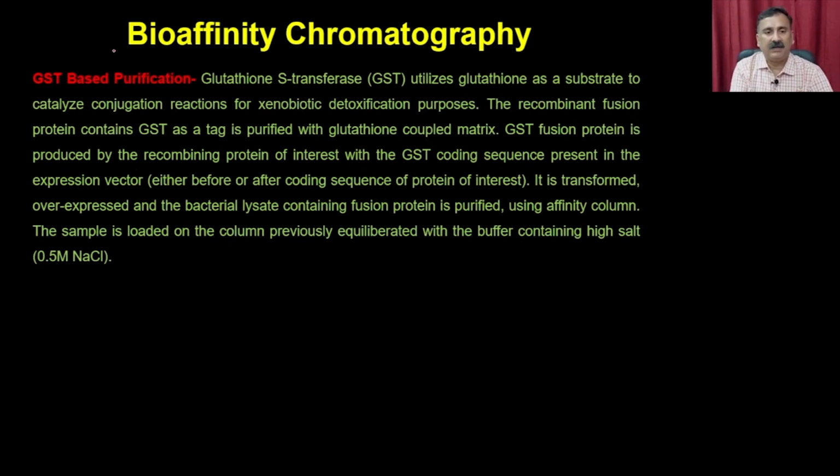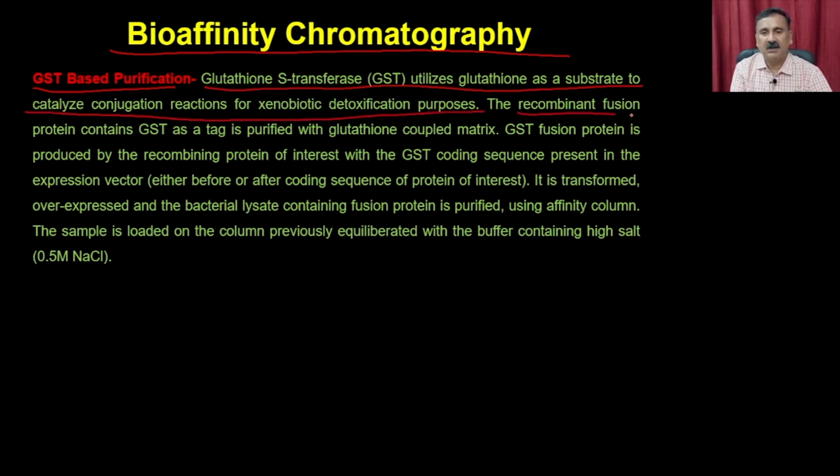Then we also have another example of bioaffinity chromatography, where you can use GST bead based purification. Glutathione S-transferase, GST, utilizes glutathione as a substrate to catalyze the conjugation reaction for xenobiotic purposes. The recombinant fusion protein containing GST as a tag is purified with the help of a glutathione coupled matrix.